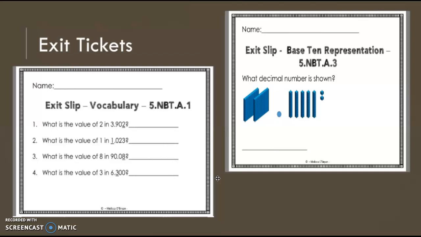We have one ticket where I'm asking you to use vocabulary. So what is the value of 2 in 3.902? So wherever the line is underneath, that is where I want you to tell me the place value is. So here we have base 10 representation. So what decimal number is shown here? So just think about our place value slide at the beginning. So here's our decimal. This is our decimal indicator here. And I want you to simply tell me what these numbers mean here.